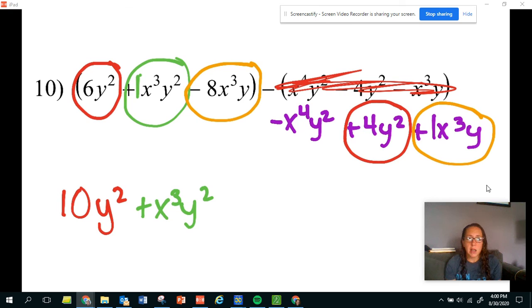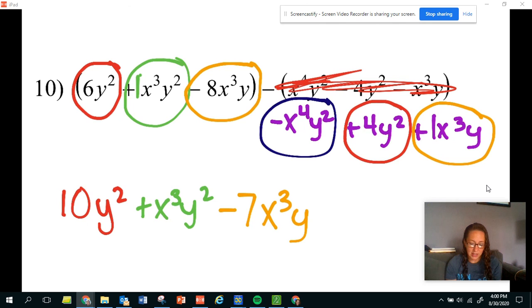So -8 and +1 is going to give me -7x3y, because I'm not going to change my variable. I'm just going to add the coefficients. And then last but not least, I've got this guy. He's the only one of his kind, so I just have to bring him down. And that is combining like terms.